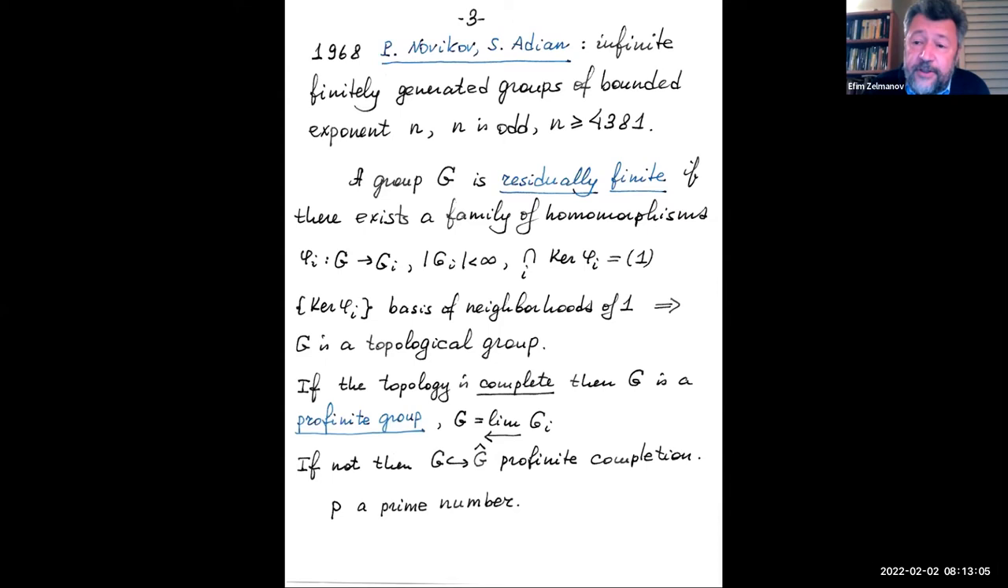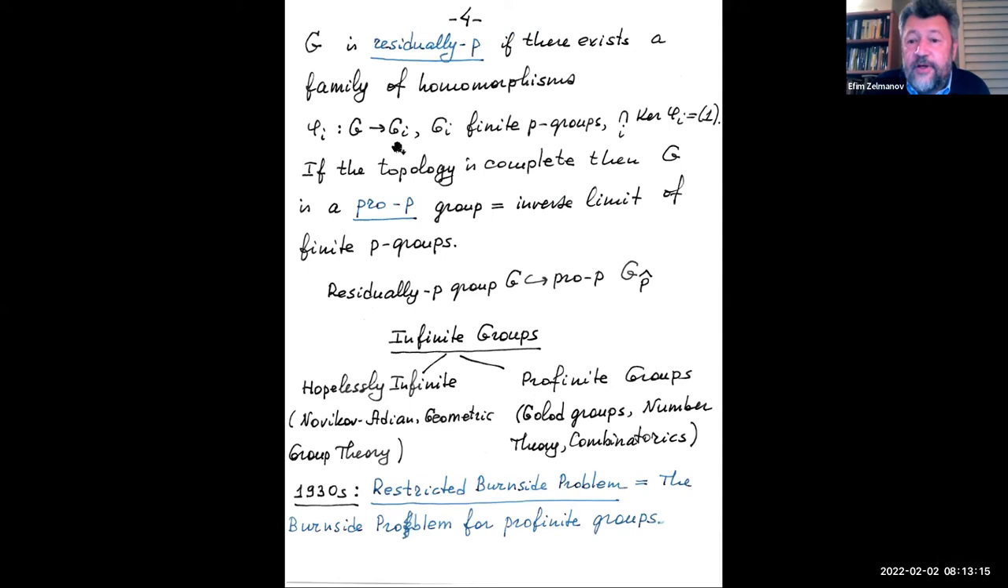Now let P be a prime number. We fix that prime number, and consider homomorphisms only into finite P groups, such that the intersection of kernels is trivial. If there exists such a family of homomorphisms, then we say that the group is residually P.